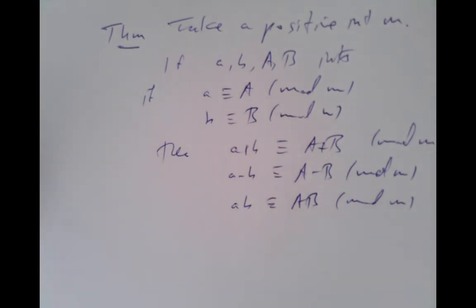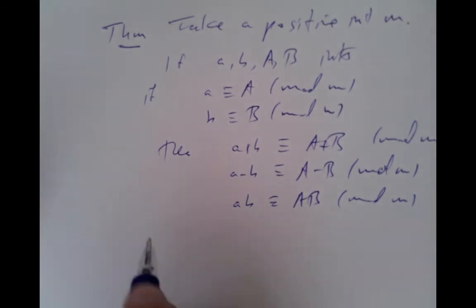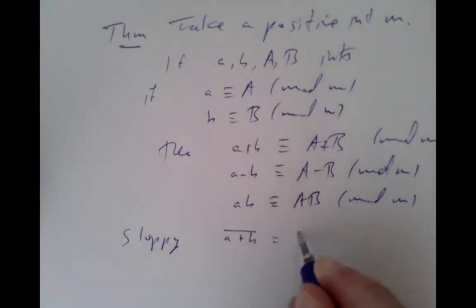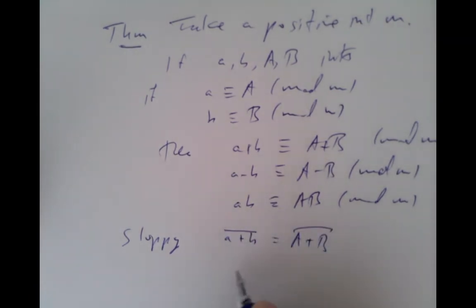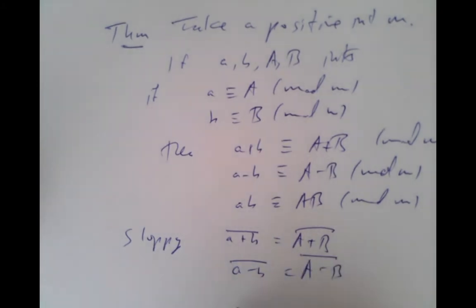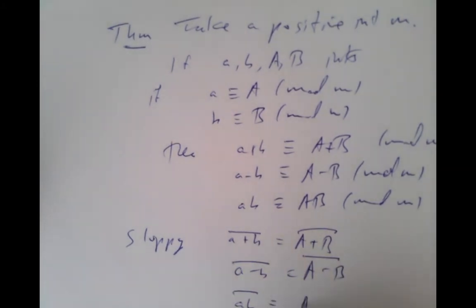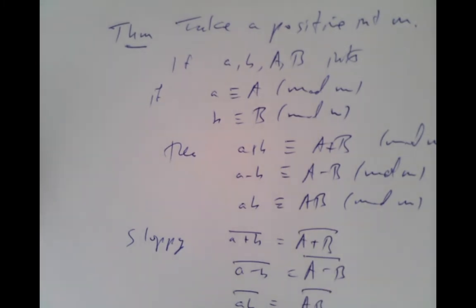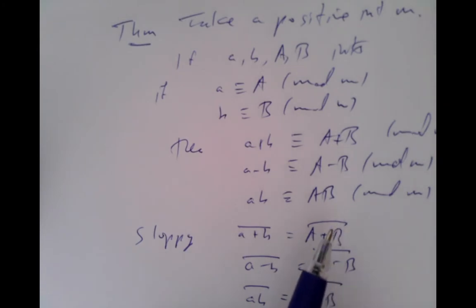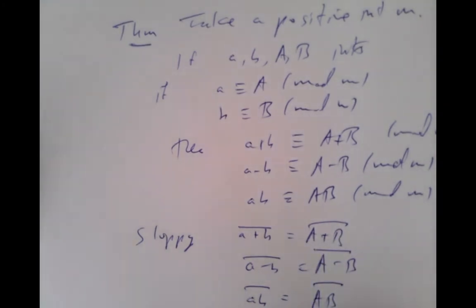Let's see. First of all, maybe we should write it in the sloppy notation. It looks even nicer. It just says the remainder of a plus b is a bar plus b bar, the remainder of a minus b is a bar minus b bar, and the remainder of a b is a bar b bar. So it gives us a nicer notation. We don't have to write all these mod m everywhere. So let's see how we prove this result.